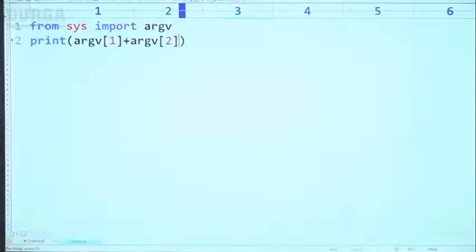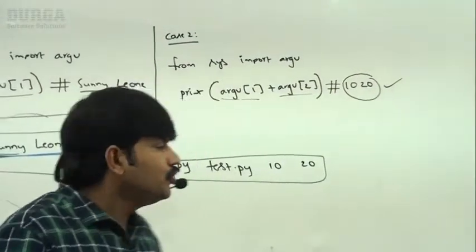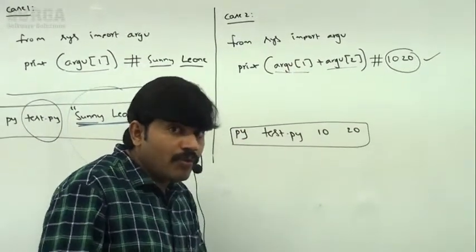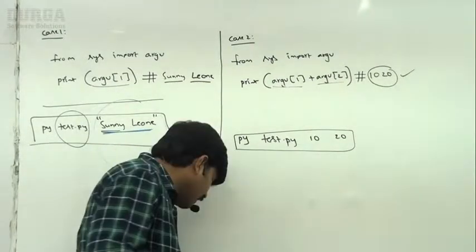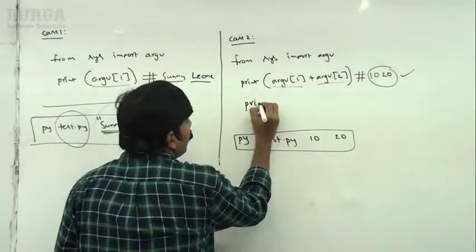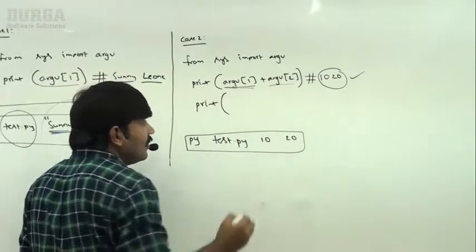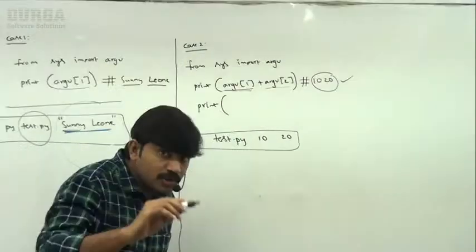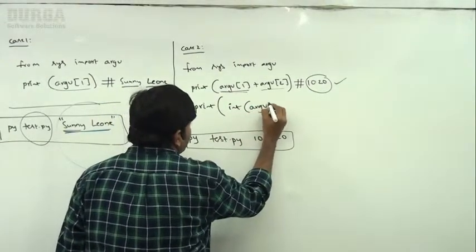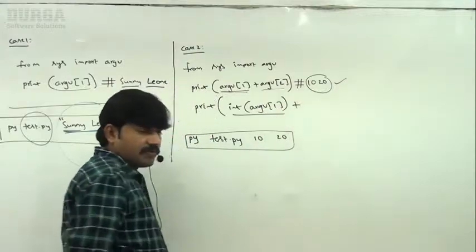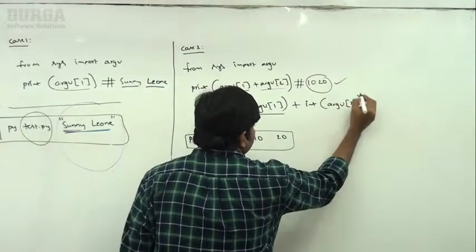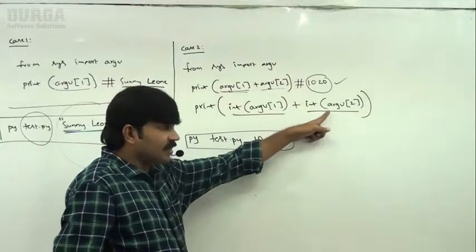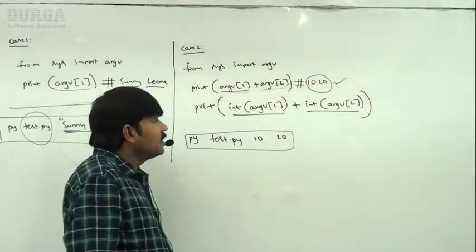But I don't want 1020. I want 30 as the answer. If you want arithmetic addition, you have to convert these values to int type. Then only, if they are int values, the plus operator acts as arithmetic addition. So what is the way? Very simple. Print: I have to convert the first command line argument into int type, int of argv[1], plus int of argv[2]. Both are int type. Now it acts as the arithmetic addition operator.